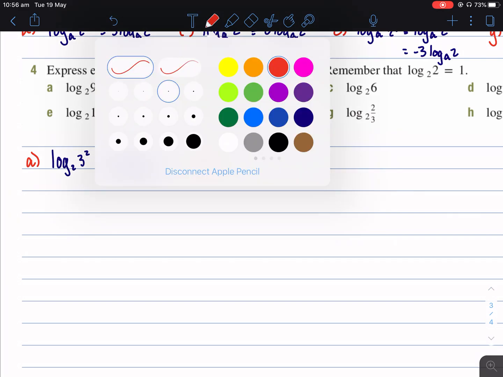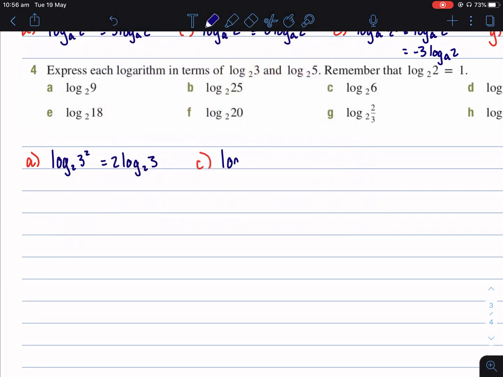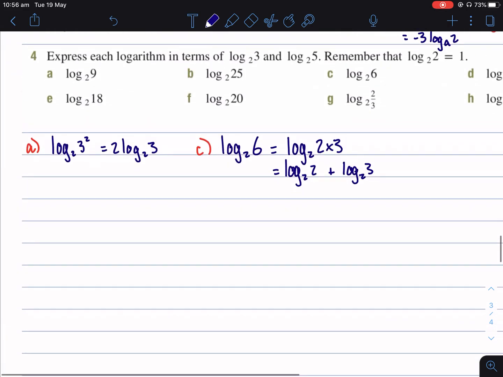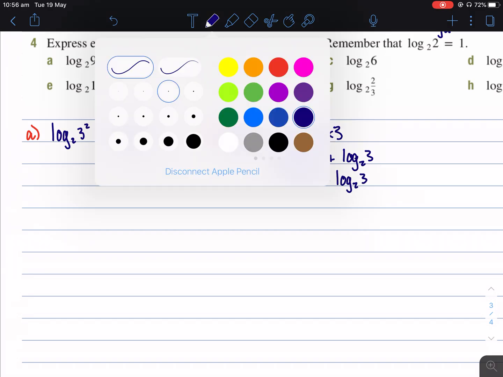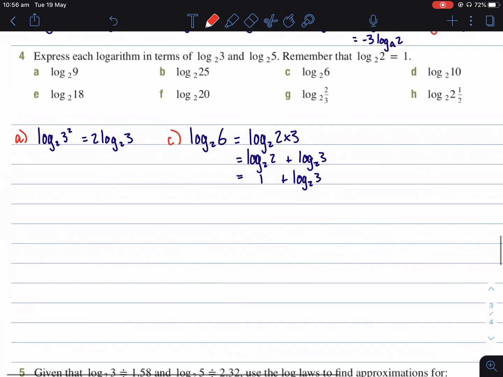Question C. Now we've got log base 2 of 6. Now, I'm not going to be able to get 5 at all, but I know that 6 is the same as log base 2 of 2 times 3. 6 is 2 times 3, yeah? And now I can split these up. Log base 2 of 2 plus log base 2 of 3, because when you split up multiplications in logs, they become addition. So that's 2 to the 2, 2 to the what equals 2? Well, 2 to the 1. So 1 plus log base 2 of 3. There, it's in terms of log base 2 of 3.